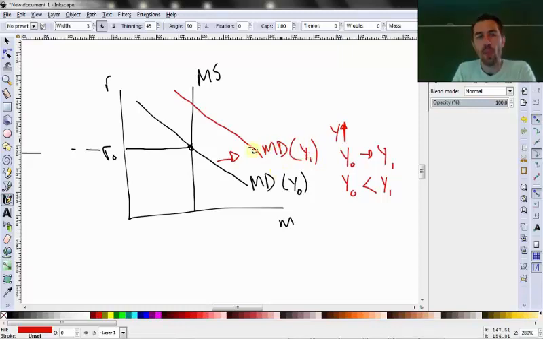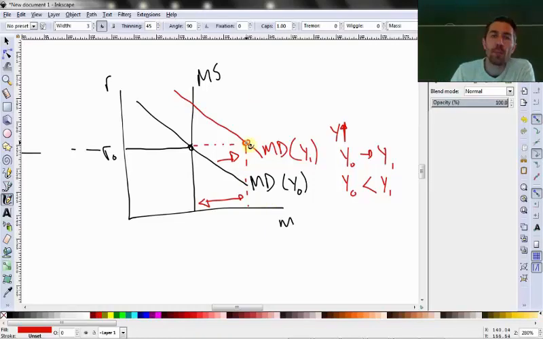But if our interest rate remained at our initial equilibrium interest rate R0, what is the problem in our money market? The problem is that the quantity of money demanded is greater than the quantity of money supplied. There is a problem here. Demand is greater than supply.